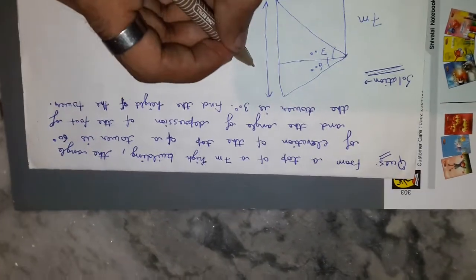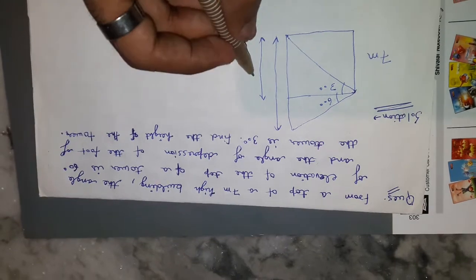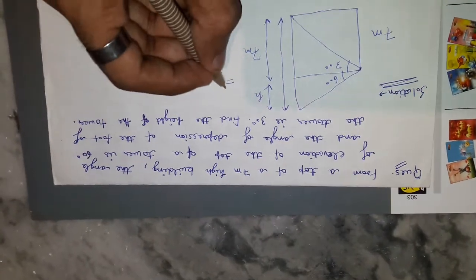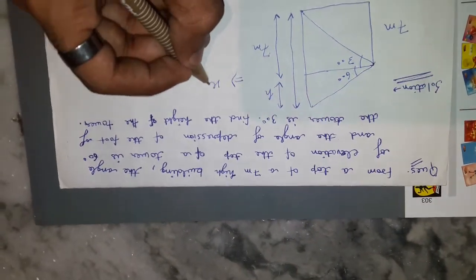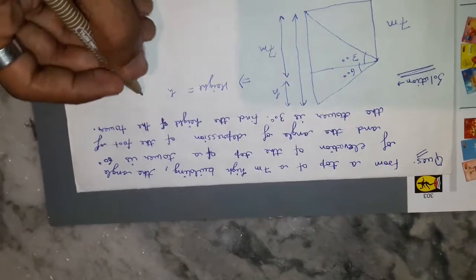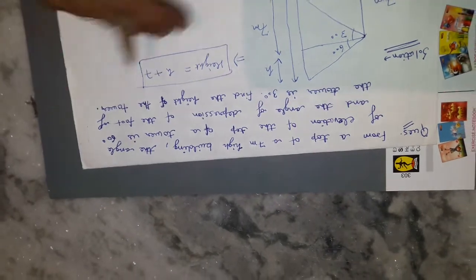This height is given in the question as 7 meters, and let us suppose this part is h. So the total height of the tower at last must be h plus 7. So h plus 7 must be our answer, and basically we have to calculate this h.